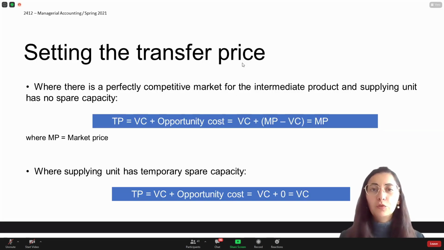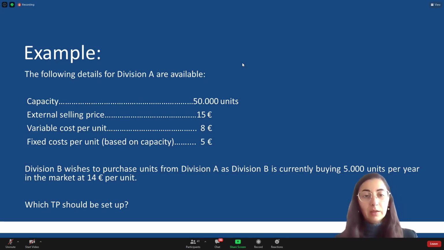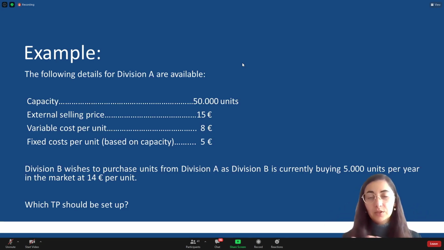Any questions before we move to the example? No. So let's go to this example. So we have here the details for division A. We have a capacity of 50,000 units. We have the external selling price of 15 euros, variable cost of 8 euros, and fixed costs per unit based on the capacity of 50,000 of 5 euros. That means that the total fixed cost is 5 times 50,000.